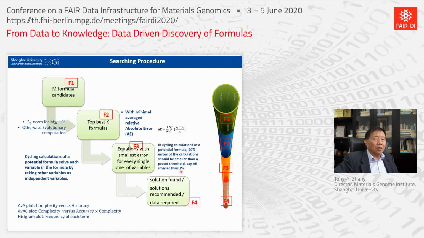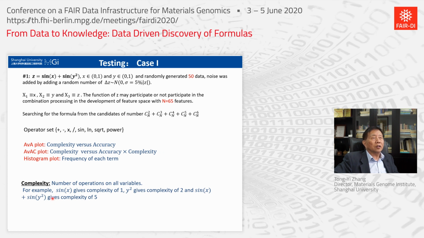Then with that, we go to the next step. Either we found our solution, or we recommend our solution, or we suggest that you need more data, maybe your data is not enough. In this step, we have to compare whether the formula is very complex or accurate, and how to count this. We have other methods, and those 3 methods are shown here. Now in the following I will give you some showcase examples of testing cases.